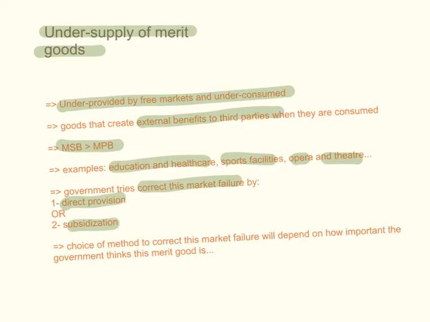The choice of which method to correct this market failure will depend on how important the government thinks this merit good is. So if it's a really important merit good like education and healthcare, that would be a priority for the government. But recently, sports facilities have been more privately provided through gyms where people go and get memberships and all of that. And also lots of governments just haven't been paying as much attention to the arts and the opera and the theatre as well because they're not seen as important as maybe education and healthcare.